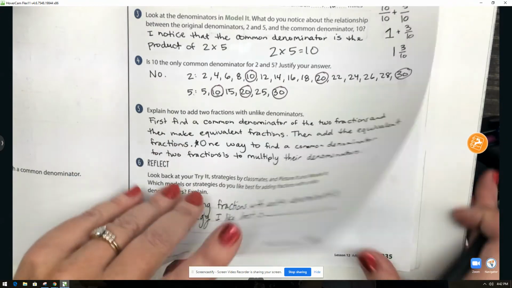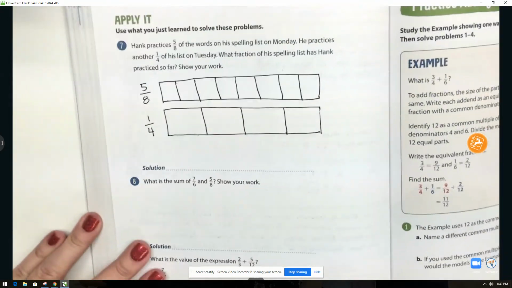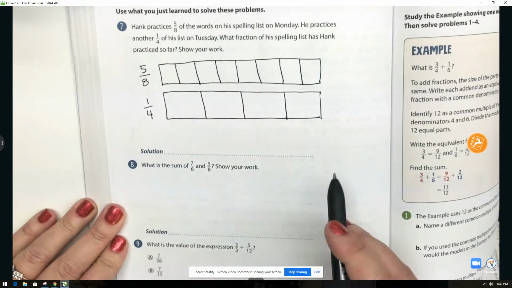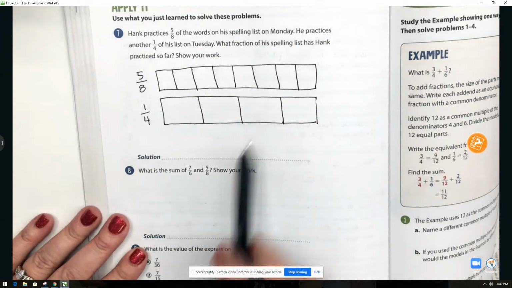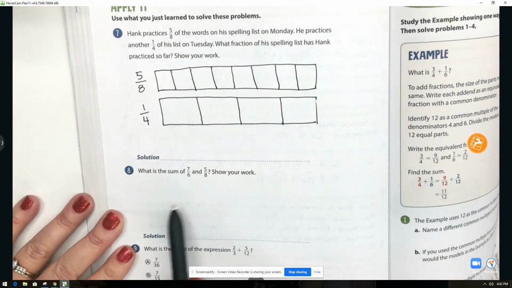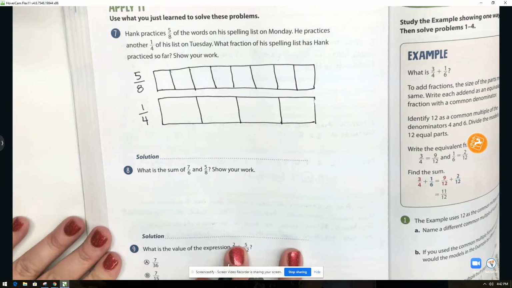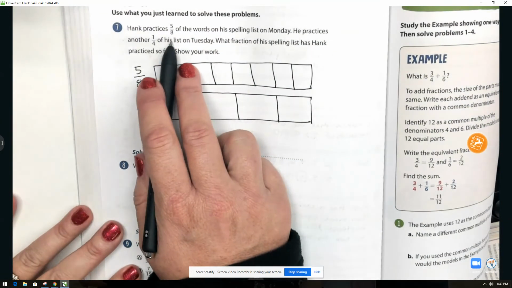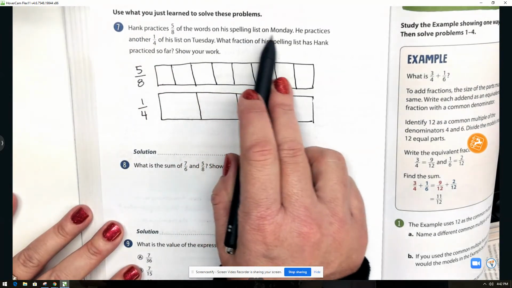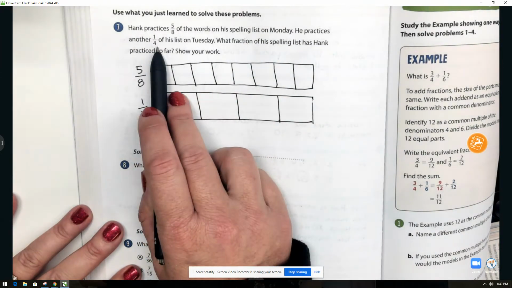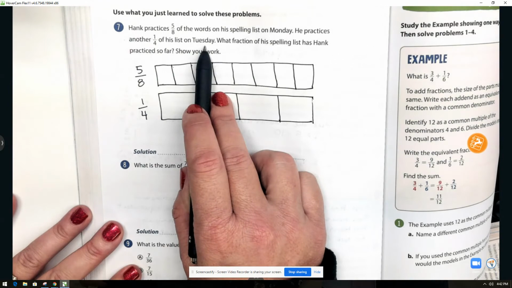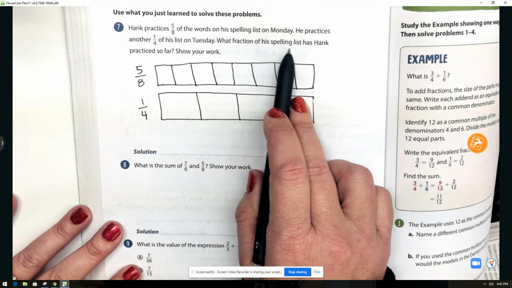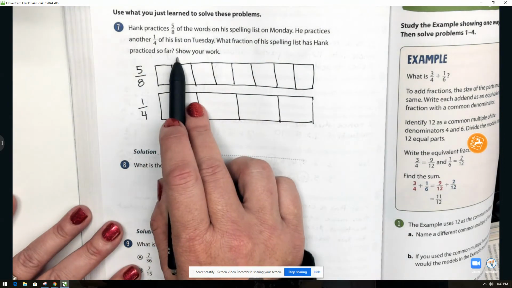All right, let's go to page 234. We're going to practice 3 problems. I'm going to do 1 using the fraction bar method, and then I'm going to do 2 using the equation method. So Hank practices 5/8 of the words on his spelling list on Monday. He practices another 1/4 of his list on Tuesday. What fraction of his spelling list has Hank practiced so far?